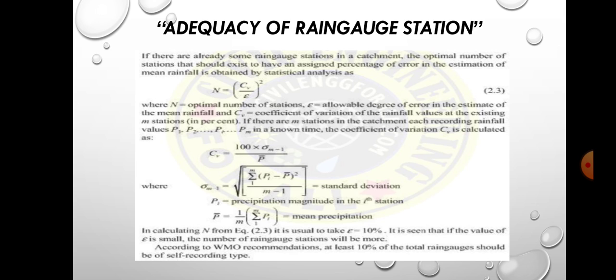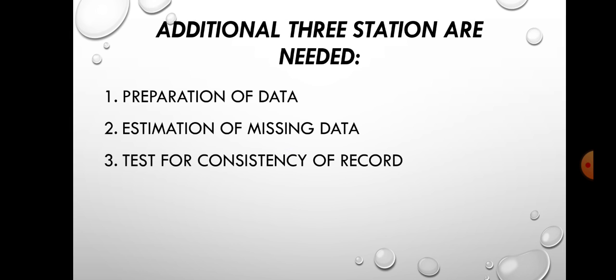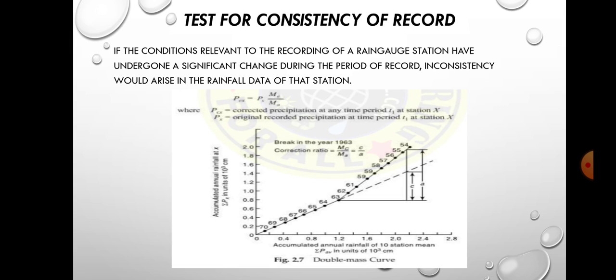So in calculating n from equation 2.3, it is usual to take E equals 10%. So it is seen that if the value of E is small, the number of rain gauge stations will be more. According to WMO recommendation, at least 10% of the total rain gauges should be of the self-recording type. So additional 3 stations are needed: preparation of data, estimation of missing data, test of consistency of record.